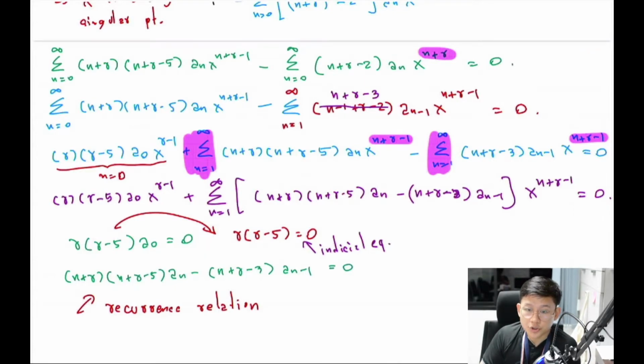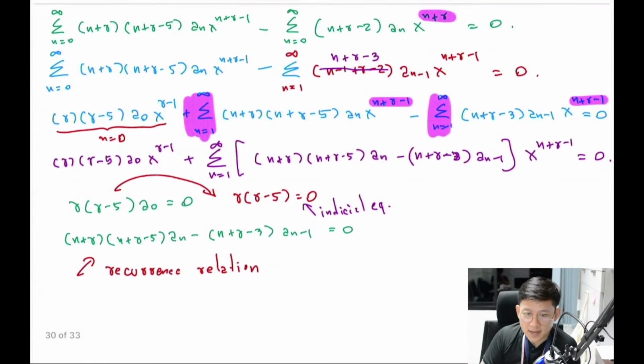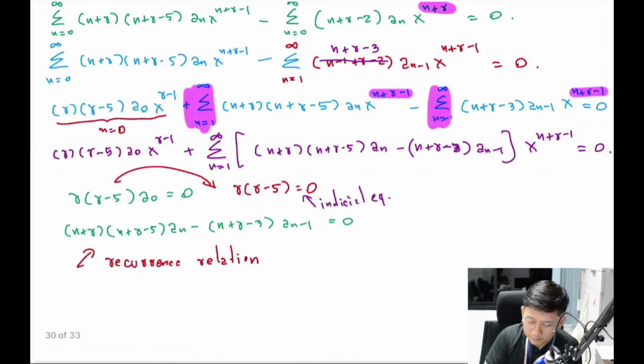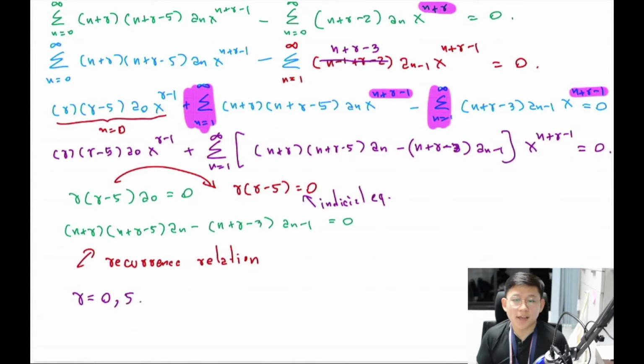Good. So right now, we have that our r is 0 and 5. Okay, guys, so far we haven't done anything new. It's pretty much the same as in the previous video. Okay, it's the same as section 4.2 when the roots differ by a non-integer.